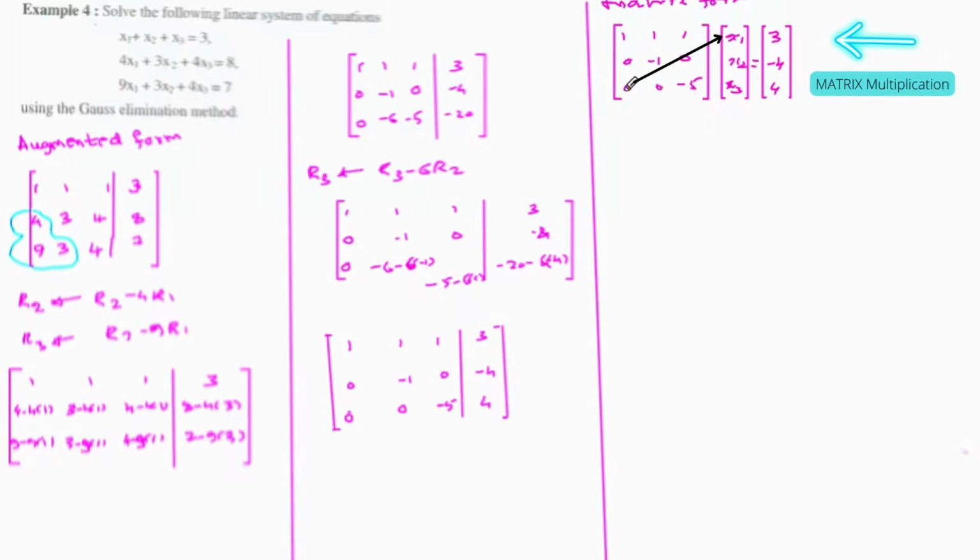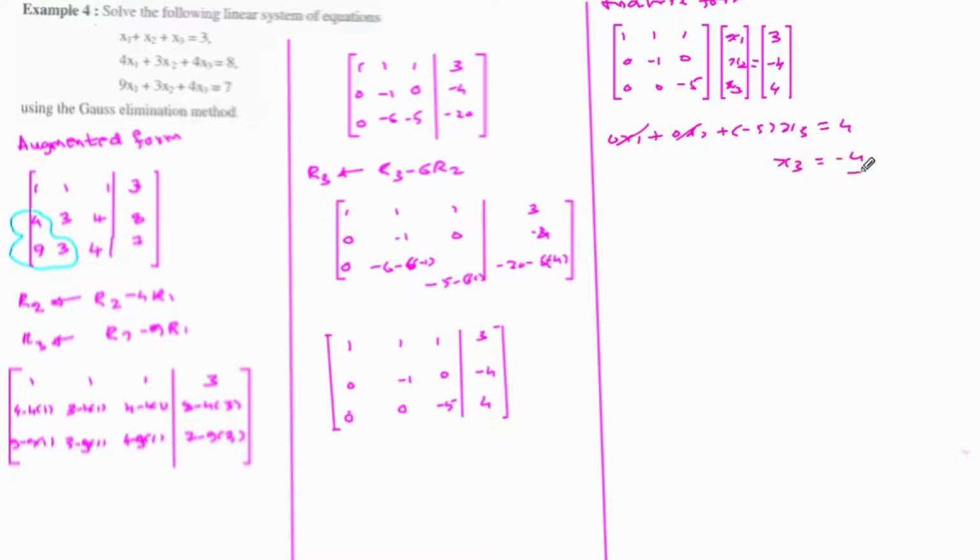If you look at the last row, 0 into x1 plus 0 into x2 plus minus 5 into x3 should be equal to 4. This is the normal multiplication. The first terms are 0, right? Then this will be minus 5 x3 equal to 4, which means x3 should be equal to minus 4 by 5. Now you will use this value for the back substitution.